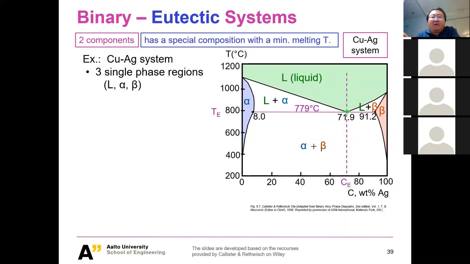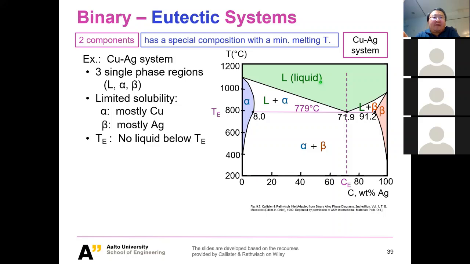So in total now, instead of two phases, you have more, with three single phases. In the past, we always had two single phases. Now you have three: alpha, beta, and liquid. That is alpha and that is beta. And I introduced you to the eutectic point.